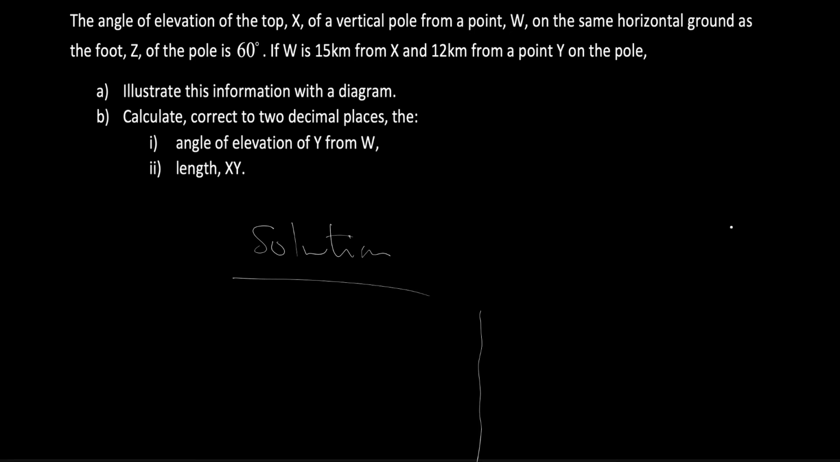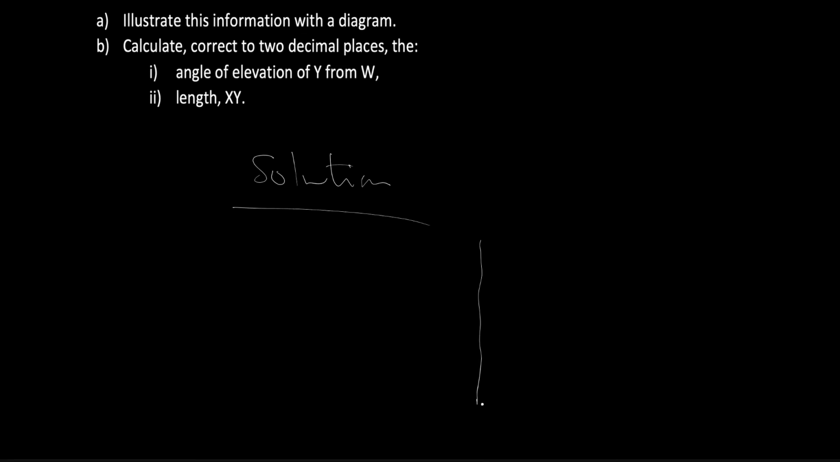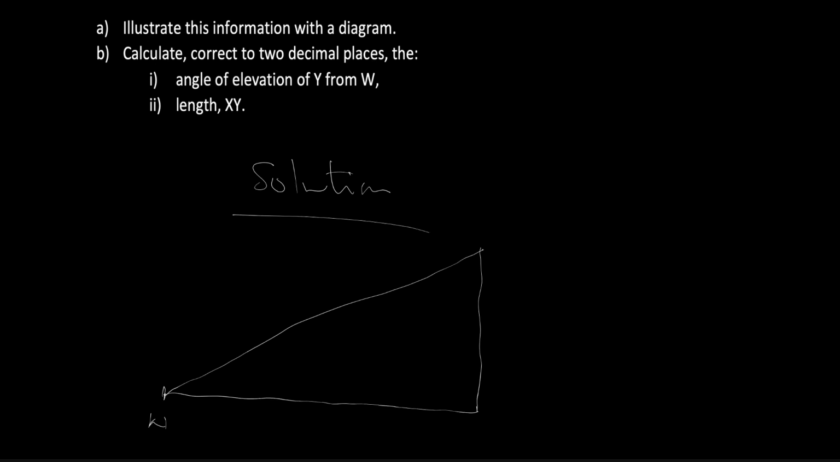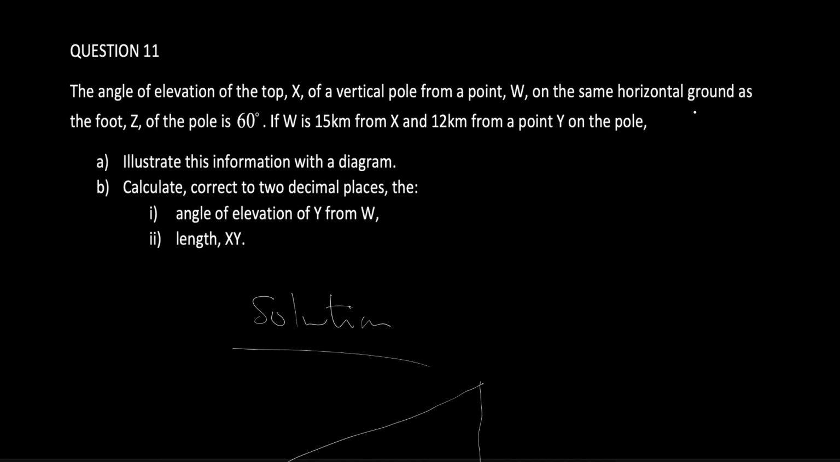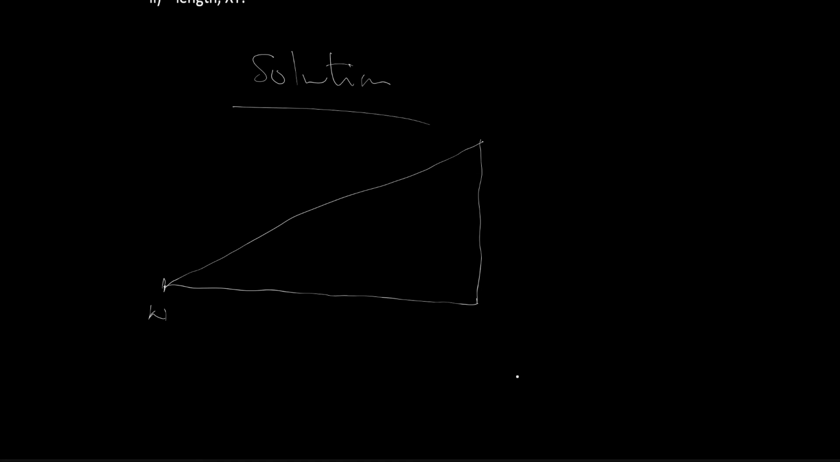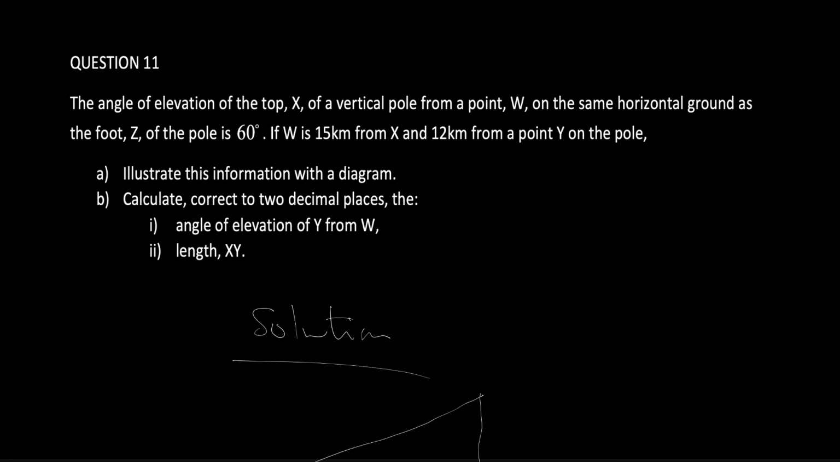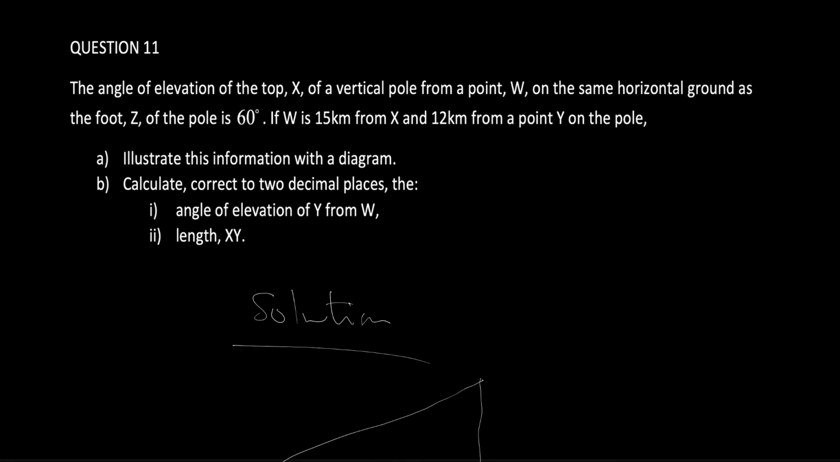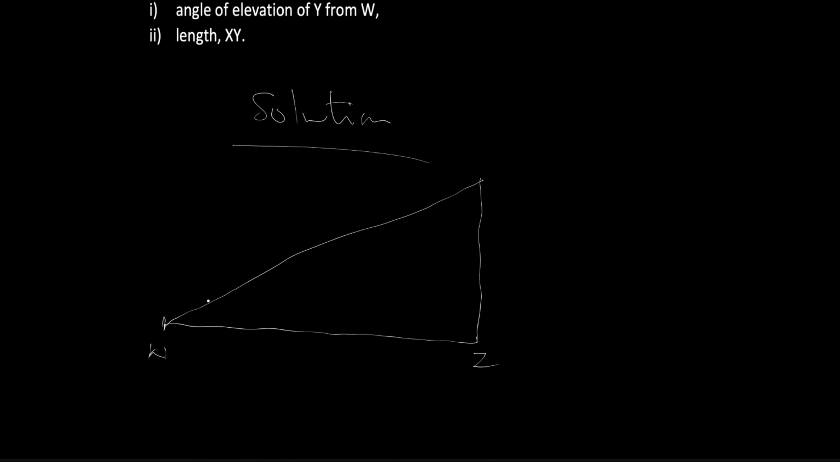So say these are points W, points of elevation of the top on the same horizontal ground as the foot Z of the pole. So we say here is Z. And the angle of elevation from W to the top of the pole is 60. So the whole of this is 60.